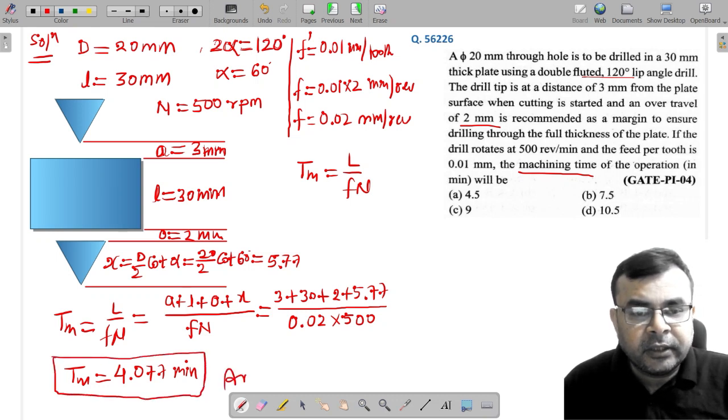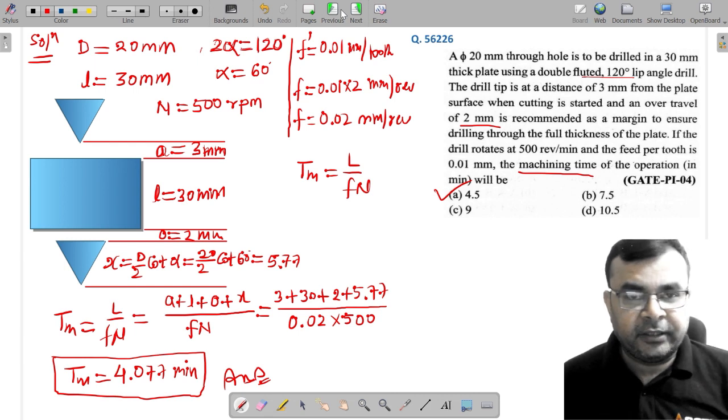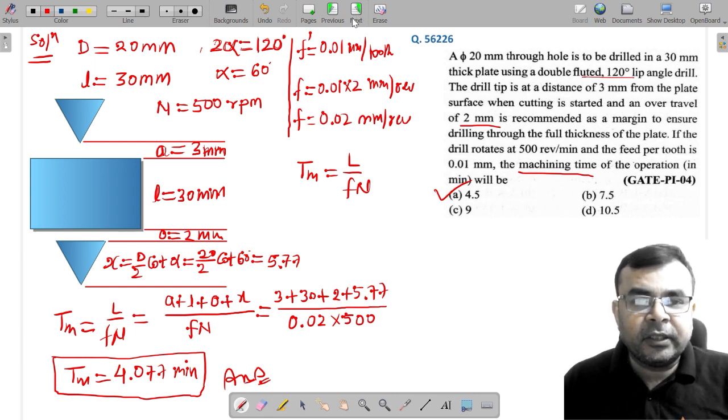And according to this, the most appropriate answer is option A. Otherwise, none of the options is absolutely correct. Is that right? So like this, you can solve this problem.